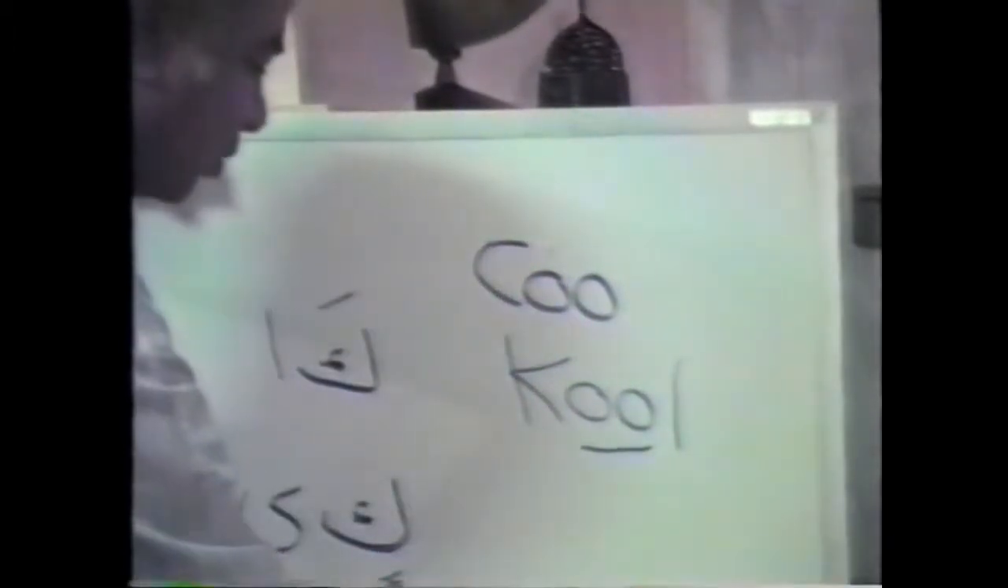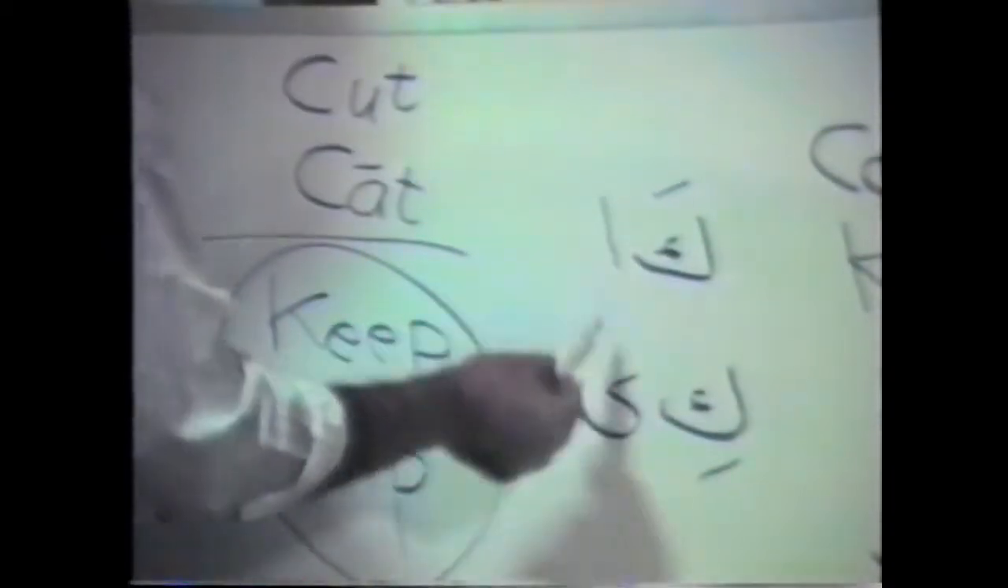So here is the cool. The short one will just have a comma on top of it. To make it long, as in cool, you simply add the letter waw after it. So now you should know that the alif and the ya and the waw can be used to lengthen the vowels. So let me erase all this mess here and clarify the situation for you.